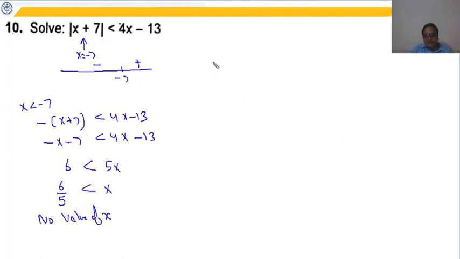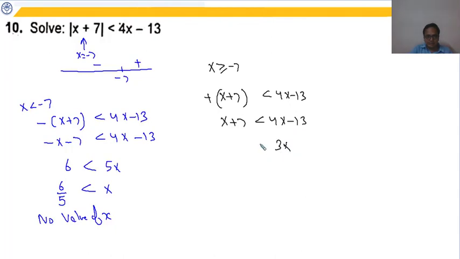Then we say x is greater than or equal to −7. So we say this is x + 7, with a plus sign outside the mod, is less than 4x − 13. Or we can say x + 7 < 4x − 13. So 3x is greater than 13 plus 7, which is 20. So x is greater than 20/3.